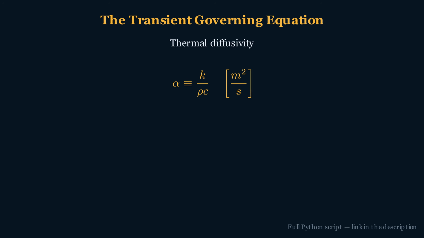We define a new property, alpha, the thermal diffusivity, conductivity divided by density times specific heat. Its units are area per time. It measures how quickly a thermal disturbance spreads through a material, not just how well the material conducts. This is the transient heat conduction equation in its cleanest form. Notice it's now a partial differential equation in 2 variables, x and t. Solving it requires not just boundary conditions in space, but an initial condition in time too.